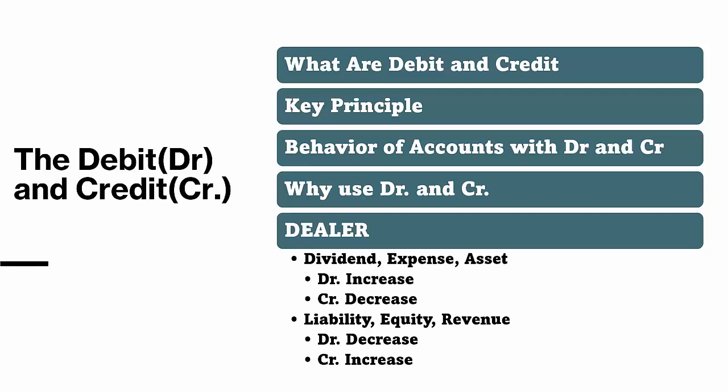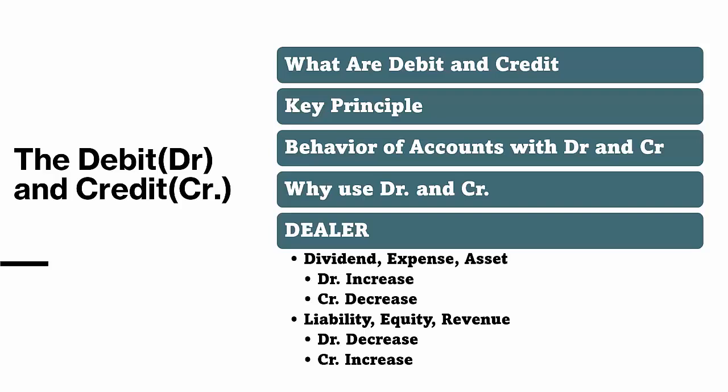Debits and credits depend on the type of account. Different types of accounts behave differently with debits and credits. Here's a simple guide to help you remember. 1. Asset accounts, e.g., cash, equipment, accounts receivable: debit equals increase, credit equals decrease. 2. Liability accounts, e.g., loans payable, accounts payable: debit equals decrease, credit equals increase.